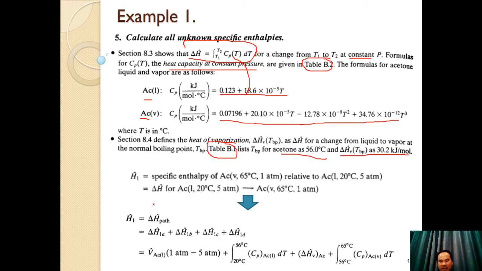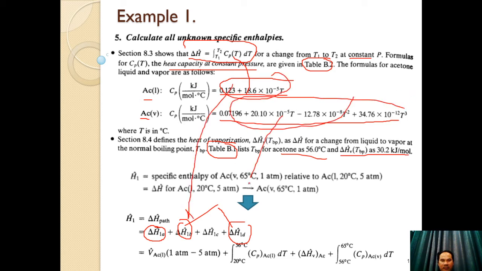And then you can calculate S1 equal to delta S1A plus delta S1B plus delta S1C plus delta S1D. This is the pressure change. This is the temperature change, 1B and 1D. You use this Cp for 1B, and you use this Cp for 1D. That's right, it's for the vapor phase.